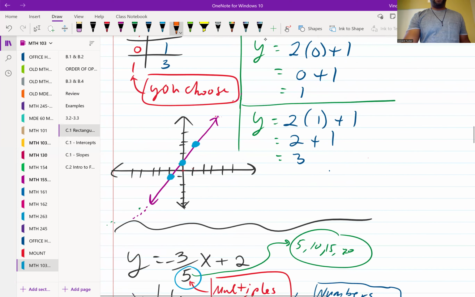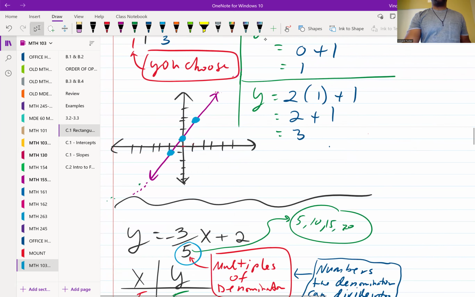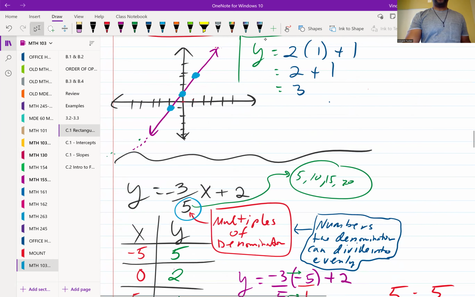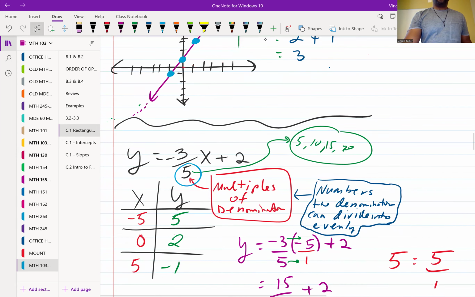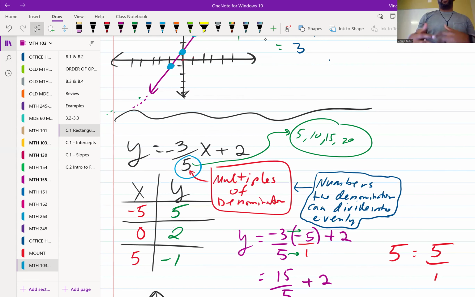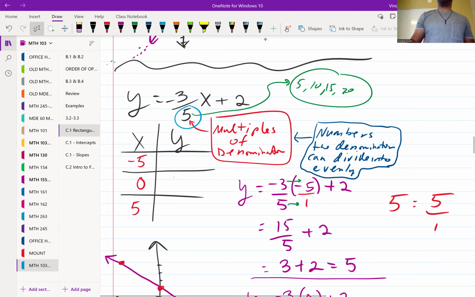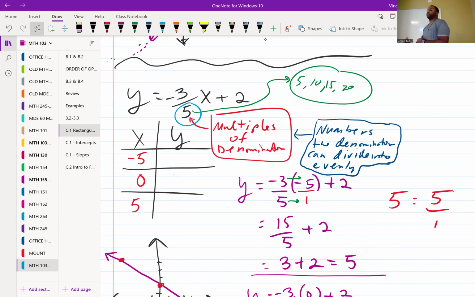All right, let's do it again, but this time let's use a fraction. Let's involve a fraction. So now whenever you have a fraction involved, you do want to be strategic in the values that you choose. Because you don't want to have to graph a decimal. You don't want to have to graph any type of fraction. You don't want to make life harder on yourself than it has to be.